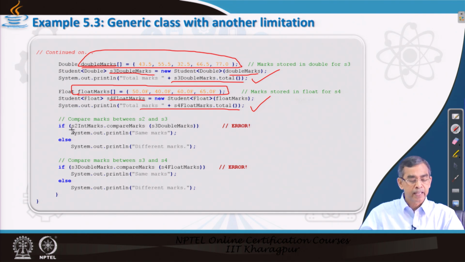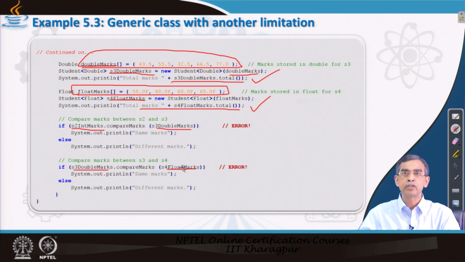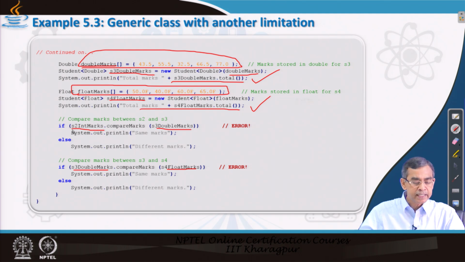Now, let us see here: S2 int marks, compare marks, S3 double marks. This part also: S3 double marks, compare S4 float marks. Alternatively, if we call S1 int marks, compare S4 float marks, it will also not work, whatever it is there. What we can see is that this is the type of collection, basically the integer, and this is the type of collection, basically double values. This is the collection of type double values, whereas this is the collection of float values.